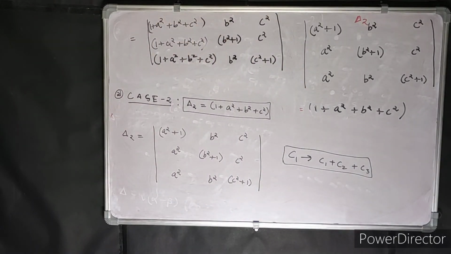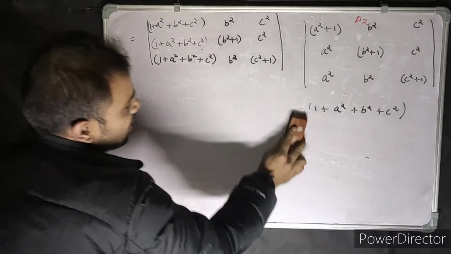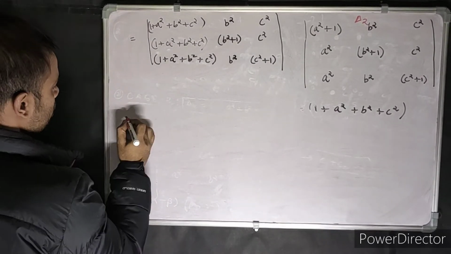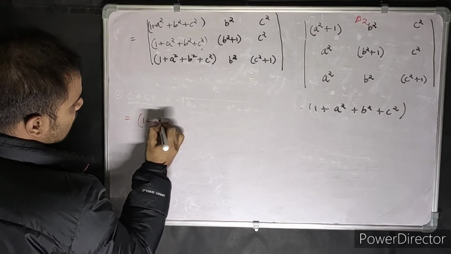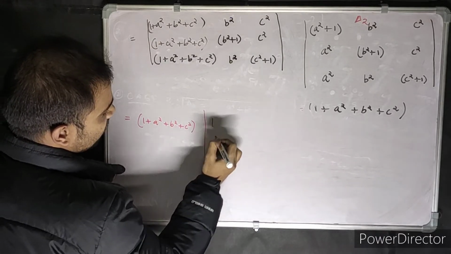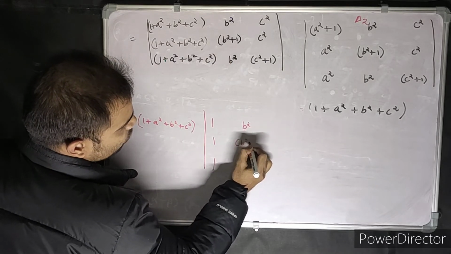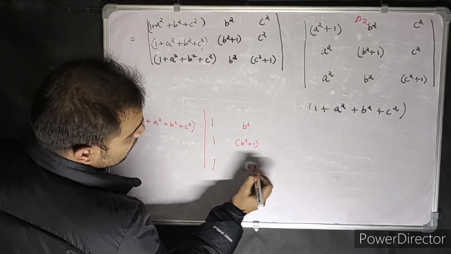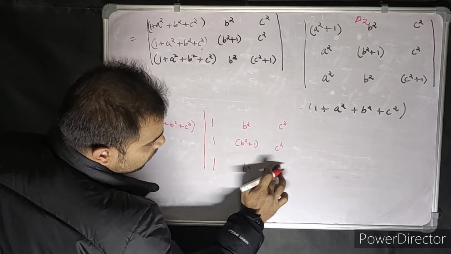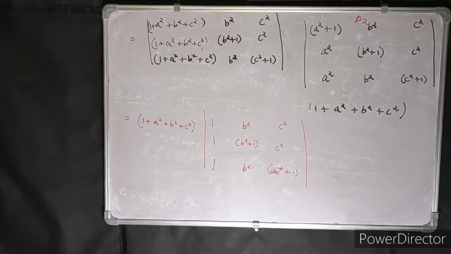Just take that out. Common from the first column. Take out 1 plus a square plus b square common from the first column and solve the question quickly. 1 plus a square plus b square plus c square came out common. So you're left with 1, 1, 1. Then over here b square, over here b square plus 1. Over here b square, over here c square, here c square and c square plus 1. That is your next step.